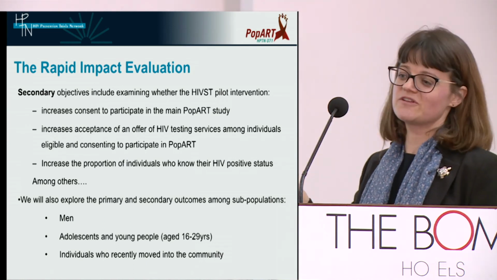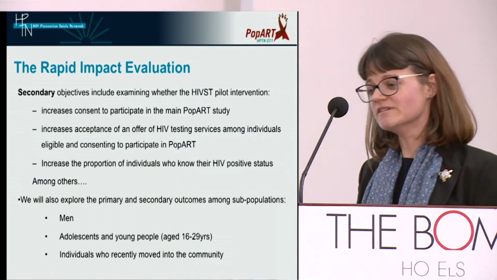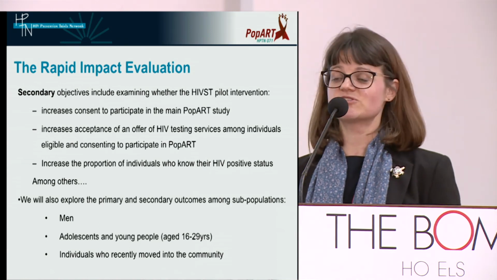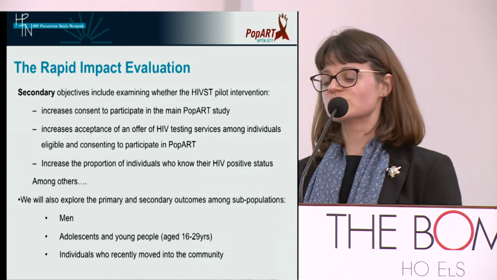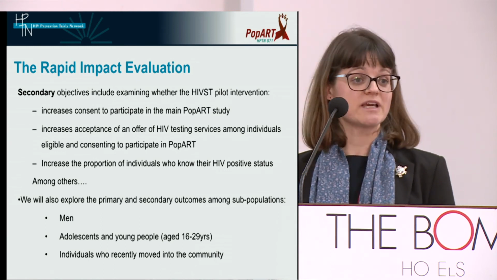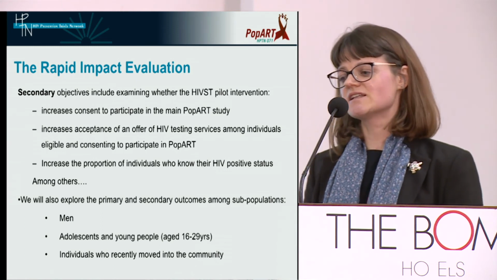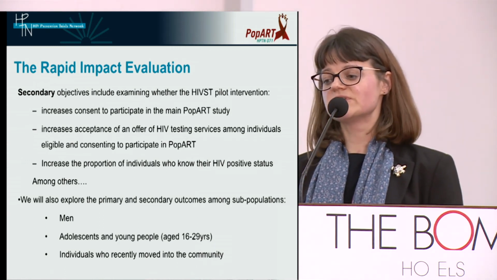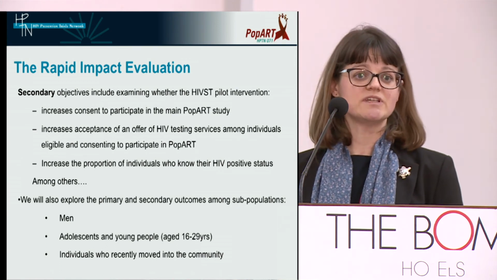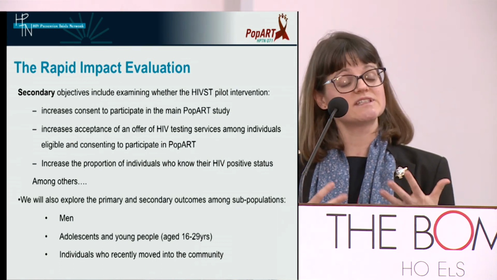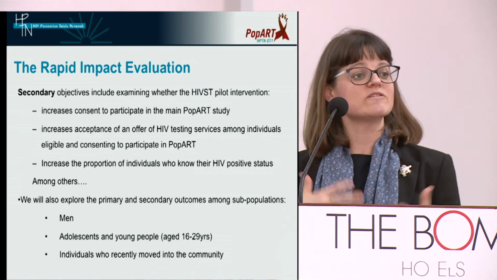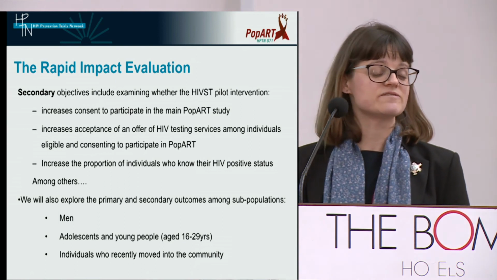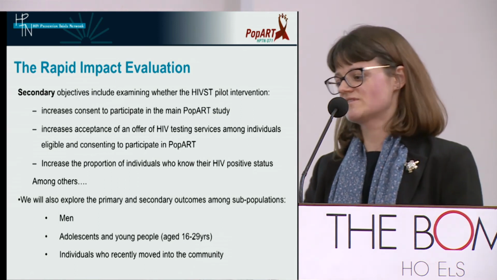And there's a number of other secondary outcomes, but I haven't put them up here. And then, of course, as I mentioned early on, the motivation for this really was to try and reach those who aren't being reached. So we'll be looking at these outcomes amongst men, of course, amongst adolescents and young people, particularly aged 16 to 29, but also individuals who recently moved into the community, and also individuals who the CHIP has seen or has never seen and haven't accepted an offer of HIV testing. My colleague recently defined these as the persistent refusers.